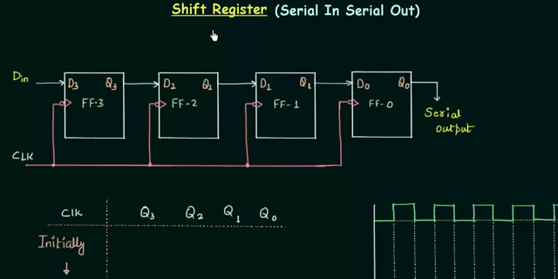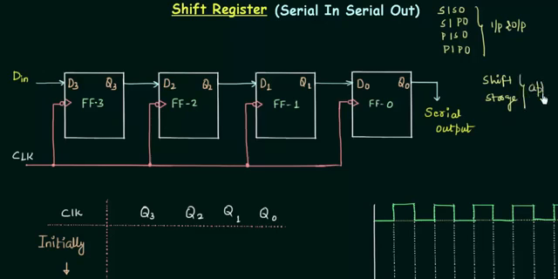In the last presentation, I explained to you the data formats and also classified the registers. The first classification was based on the input and output, and we had serial input, serial output; serial input, parallel output; parallel input, serial output; and finally parallel input and parallel output. This was based on the input and output. We also classified the registers based on the application, and we had shift registers and the storage registers. They are based on the application.